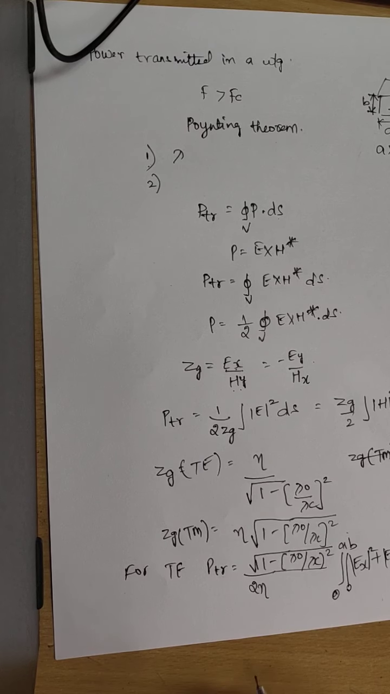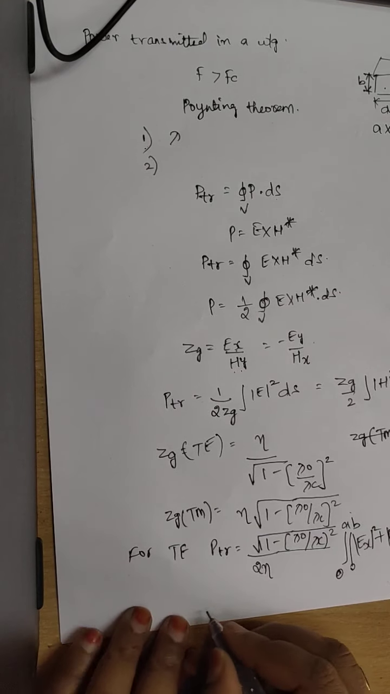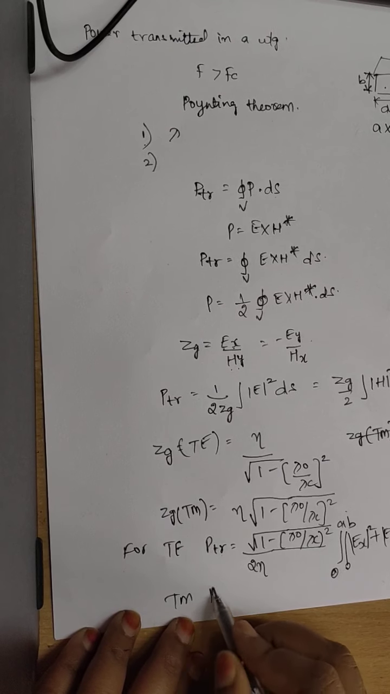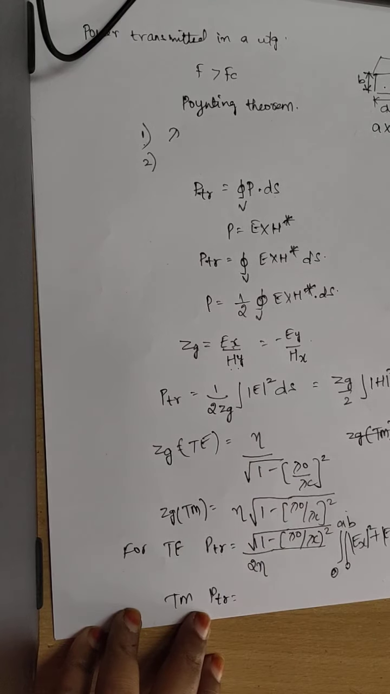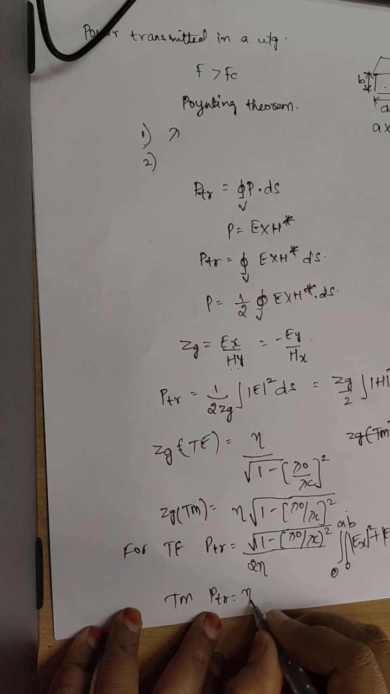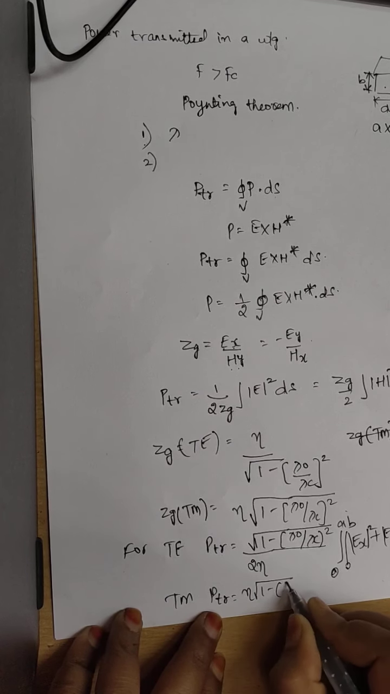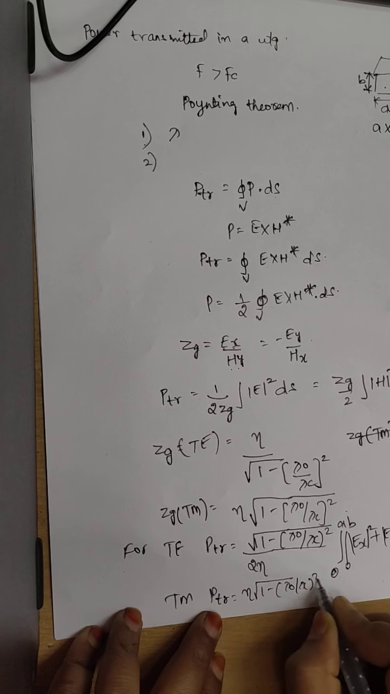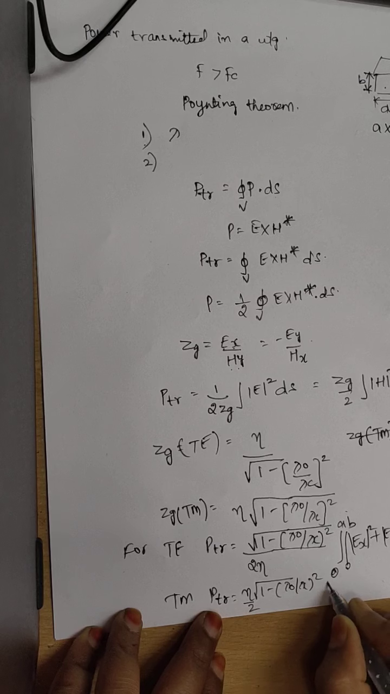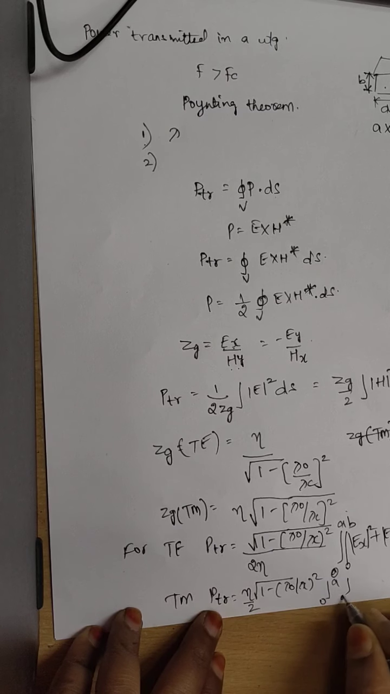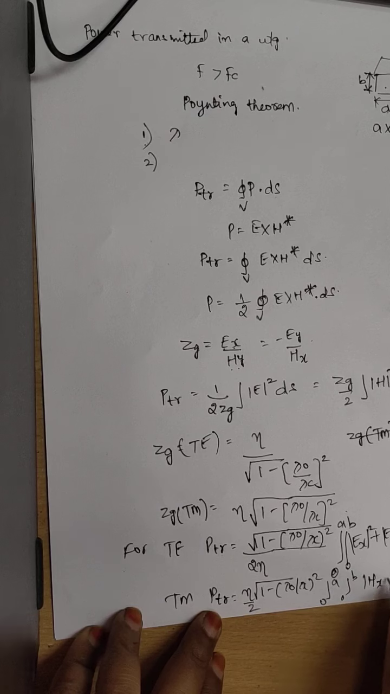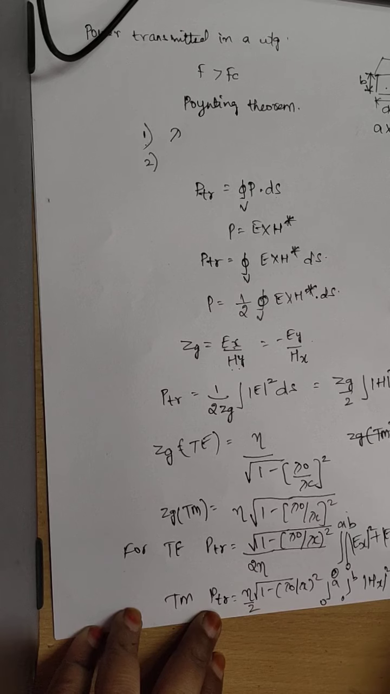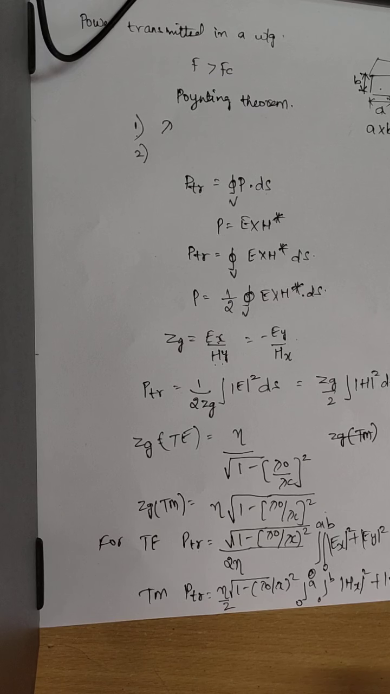The same thing for TM: the power transmitted is Zg, that is eta times the square root of 1 minus lambda naught by lambda c whole square, by 2, times the integration from 0 to a and 0 to b of mod Hx square plus mod Hy square dx dy. These are the formulas for the power transmitted in a waveguide.